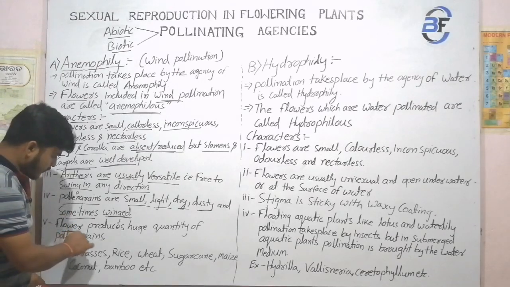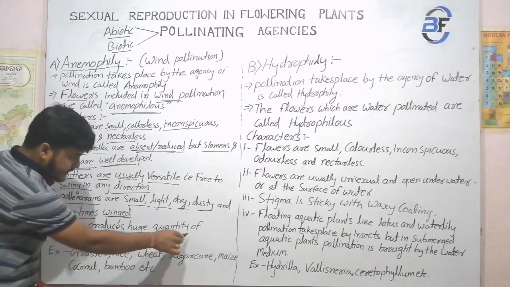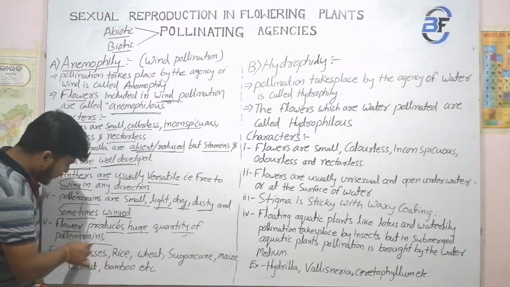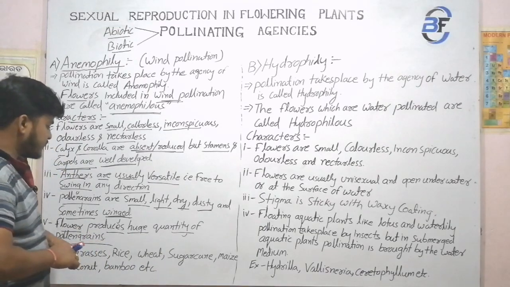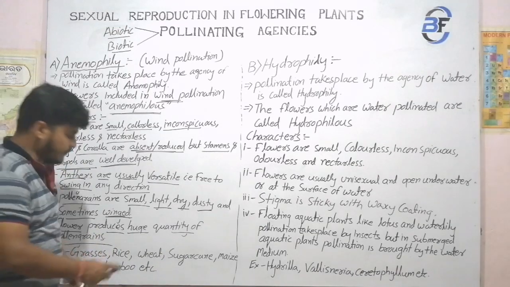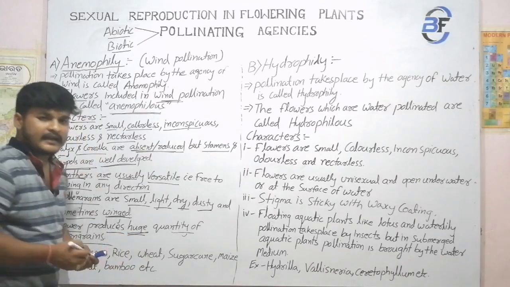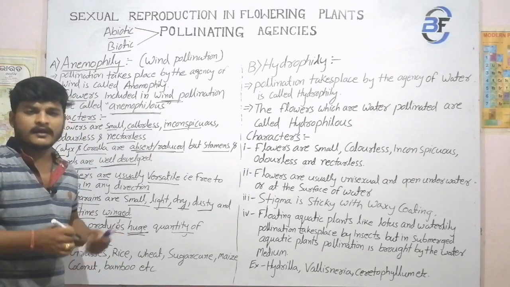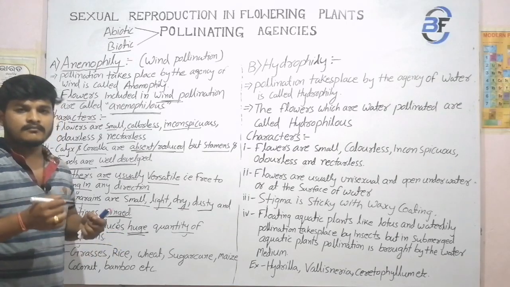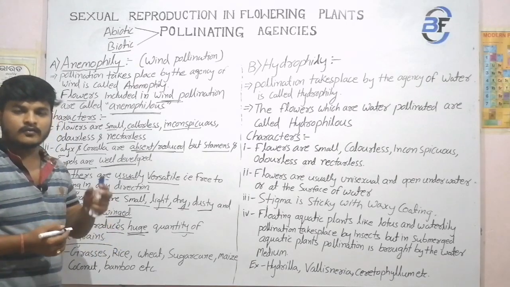Next one, flowers produce a huge quantity of pollen grains. That means a lot of pollen grains are produced by wind pollinated flowers. Examples are grass.